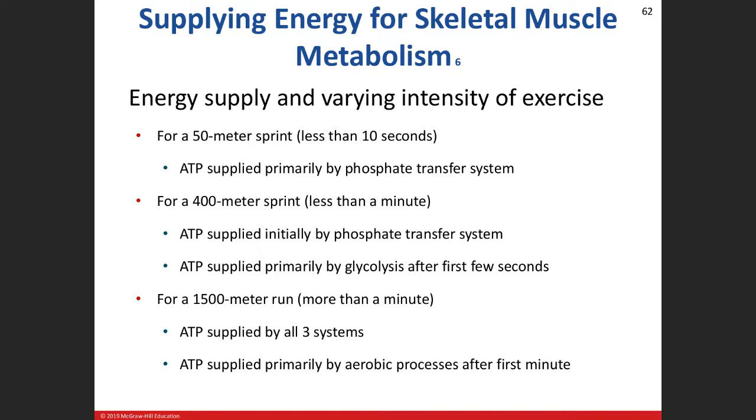That's why training is so important, because you're not only having to train the muscles for the actual activity, but you got to train your body to utilize the right fuel source at the right time.